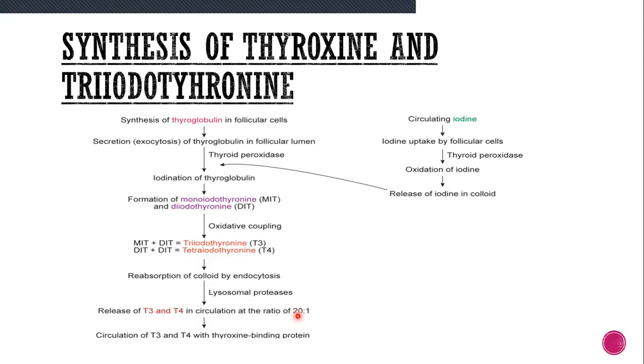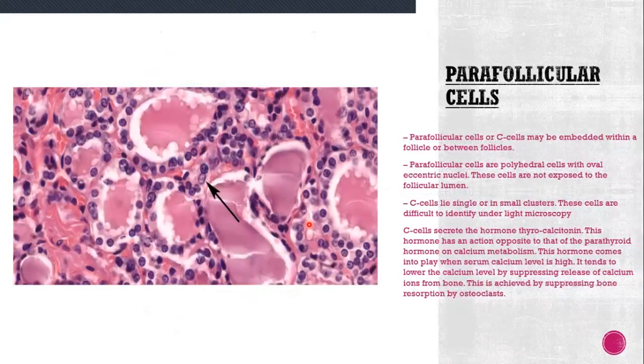But once T4 reaches the target organ, say the liver or the kidney, it is deiodinated to form T3, which is 5 times more active than T4. Then while circulating, T3 and T4 are usually bound in the blood to the thyroxine binding protein, or the thyroxine binding globulin. Please remember that.